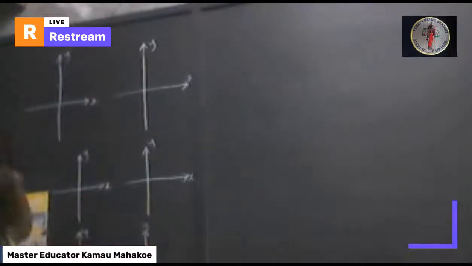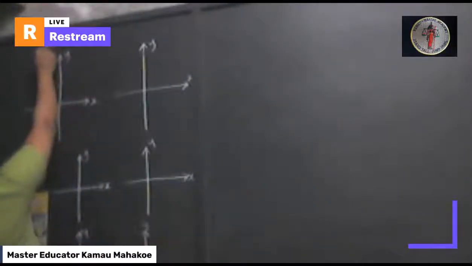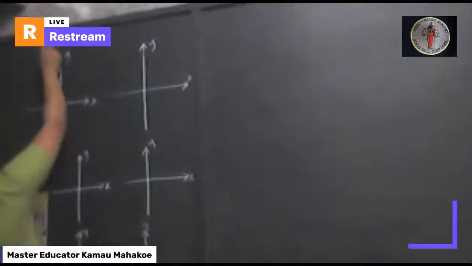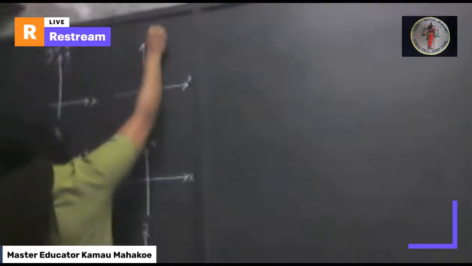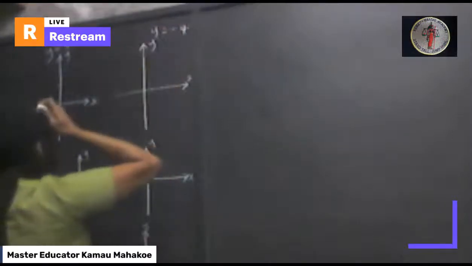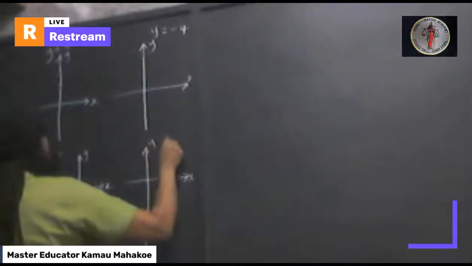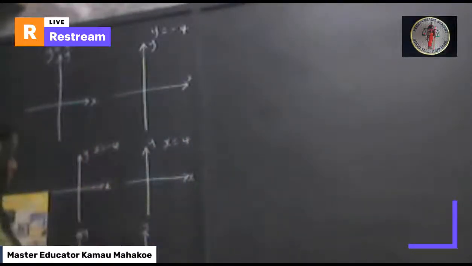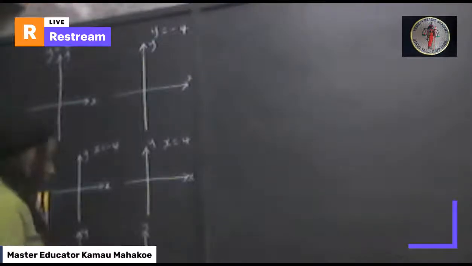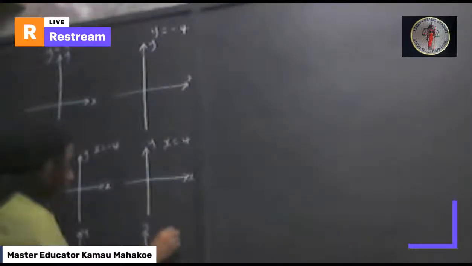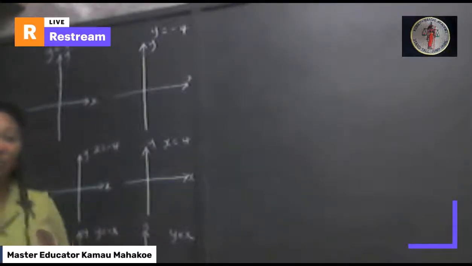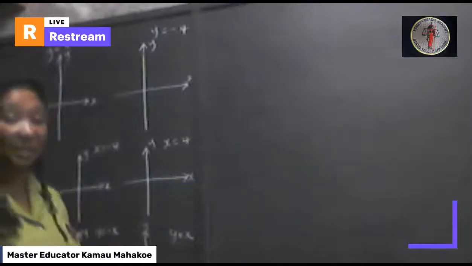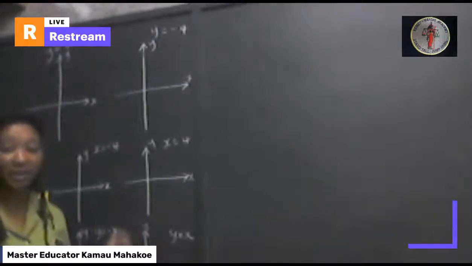Alright, so for this one, I'm going to write y equals 4, y equals -4, x equals 4, x equals -4. And let's do the common ones, y equal x and y equal -x. I'm always reminding you of those two because you should know them just like that. These are the simple linear graphs that you should know.